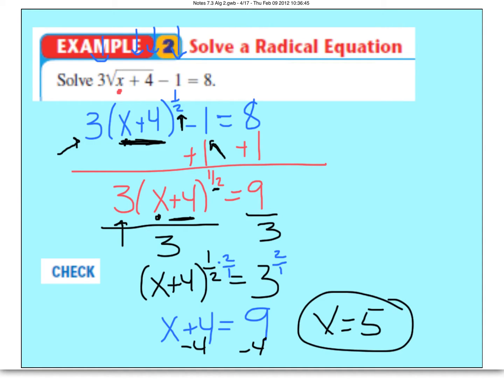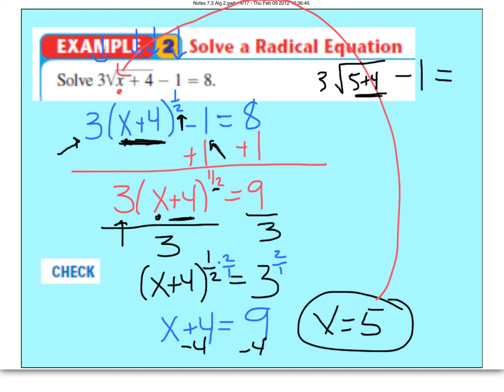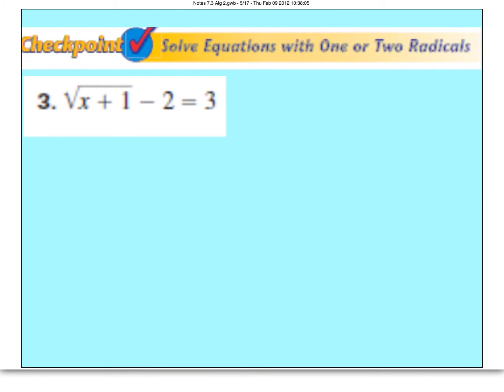And they are going to challenge us to check the solution. So if you put 5 in for x, will it work? Let's just double check. 3 times the square root of 5 plus 4, minus 1, will that equal 8? Well, this will be 9. The square root of 9 is 3. So that'd be 3 times 3 minus 1. That does equal 8, so it confirms that I am correct. It's another nice one to try out.